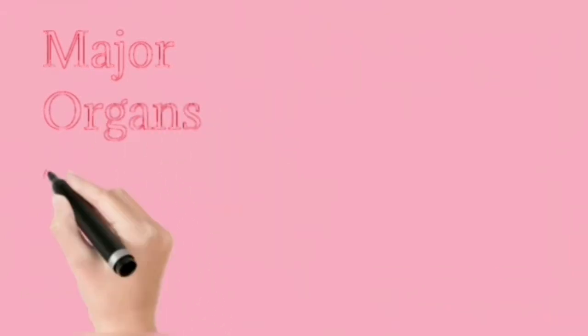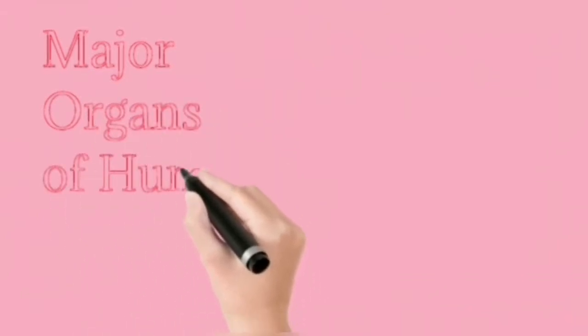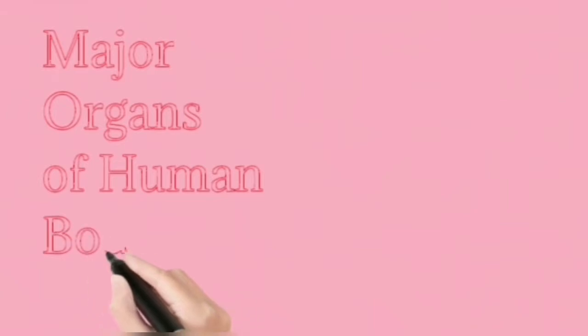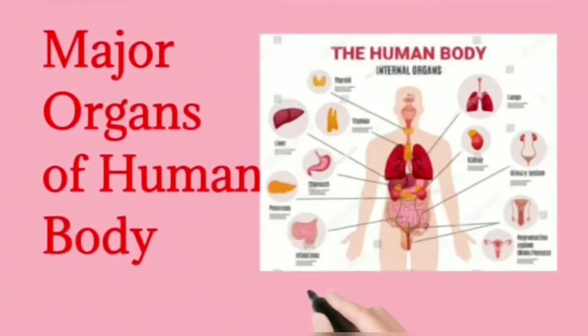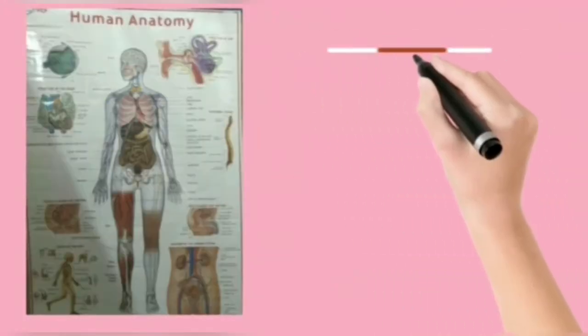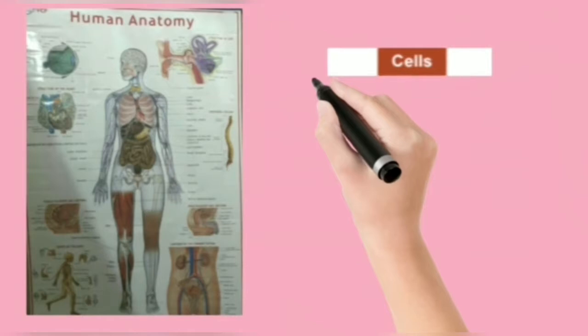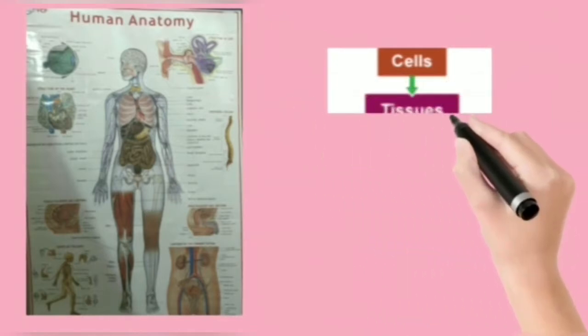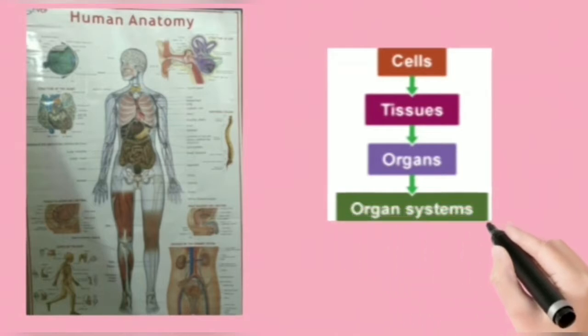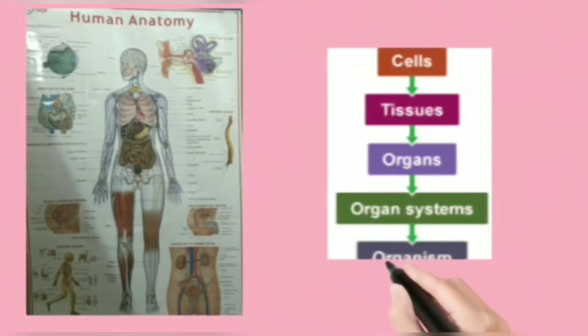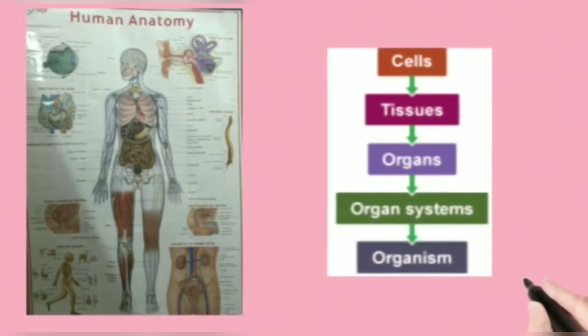Major organs of human body. Internal organs. For this we have to study the human anatomy. The cells form the tissues, the tissues form the organs, and organs form the organ system, and finally the organism.